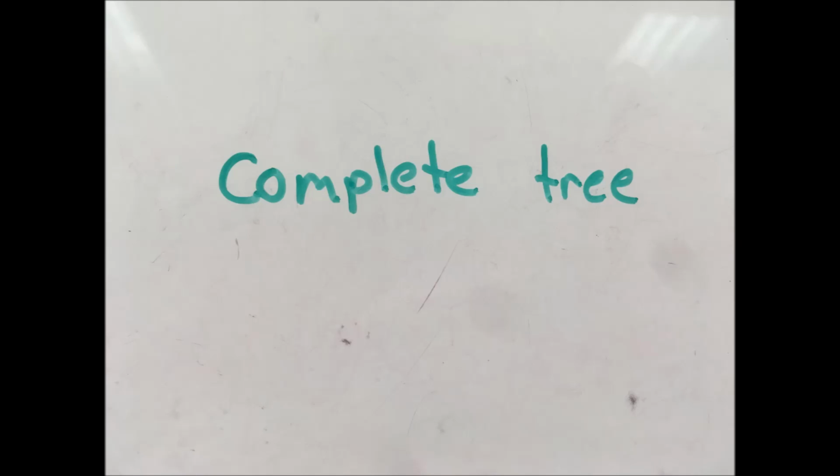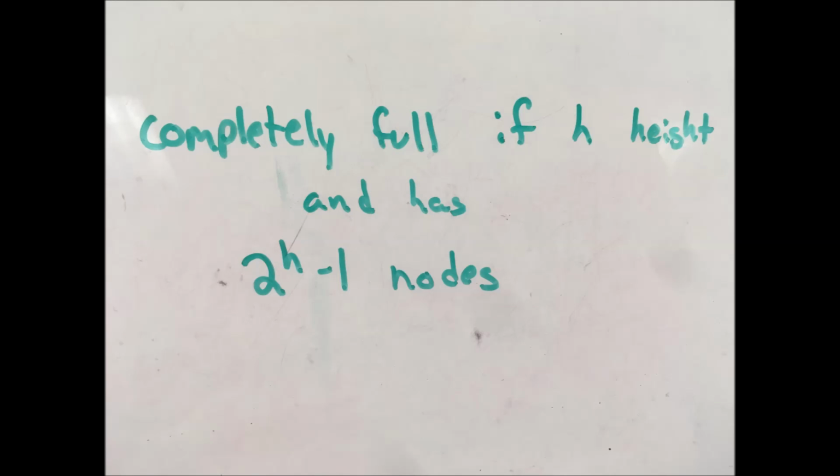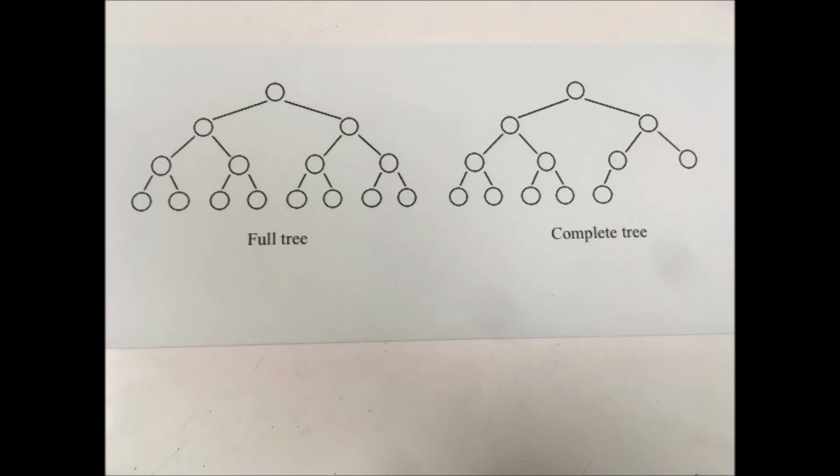A binary tree is completely full if all of its levels are filled with nodes. A binary tree is completely full if it has a height h and has 2^h - 1 nodes. Each level contains twice as many nodes as the preceding level. A binary tree is termed complete if it has no gaps on any level. The last level may have some missing leaves on the right, as shown below.